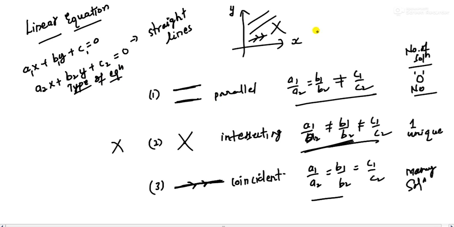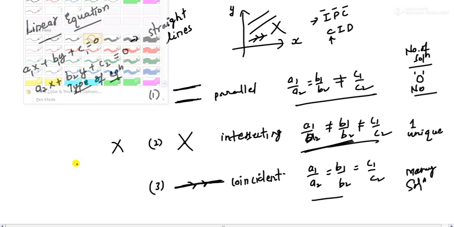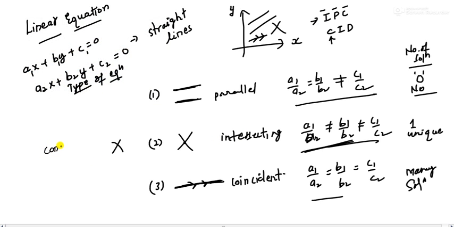So remember this trick: I, P, C, C, I, D. I for intersecting, P for parallel, C for coincident. C will represent consistent. Okay. I will represent inconsistent. For intersecting, it is consistent. Let me write it here. Okay. Yes. Sorry. So for intersecting, it is consistent. Okay, for parallel it is inconsistent, and for coincident it is dependent.